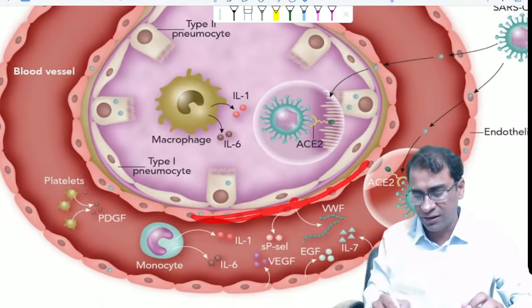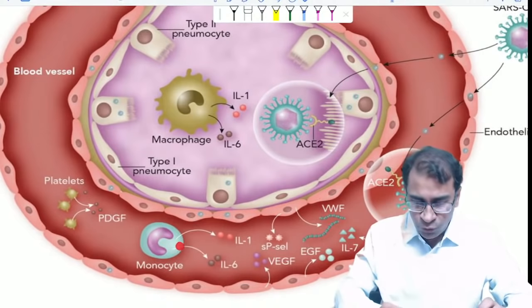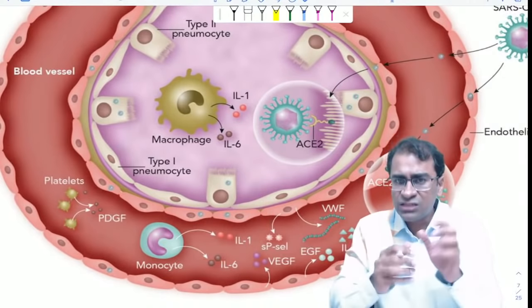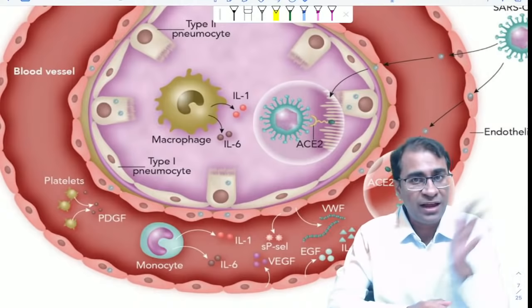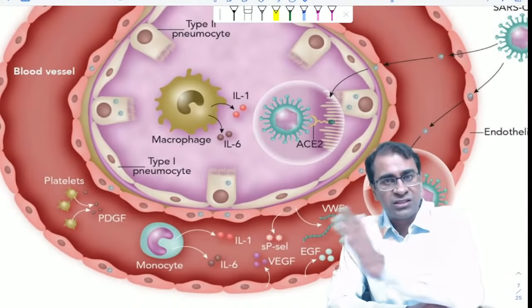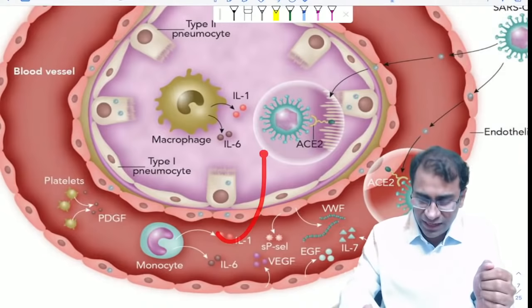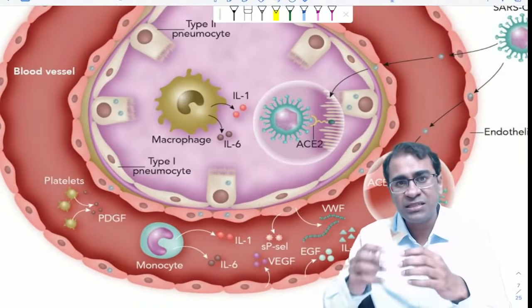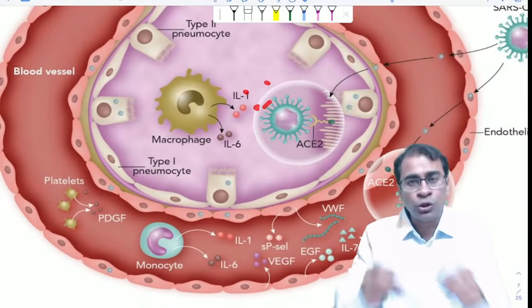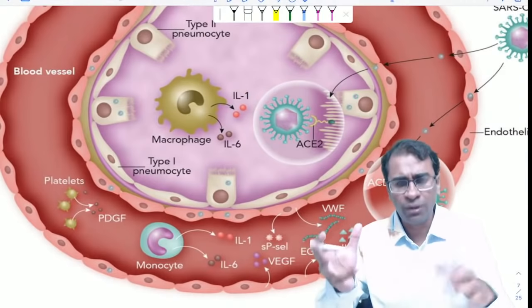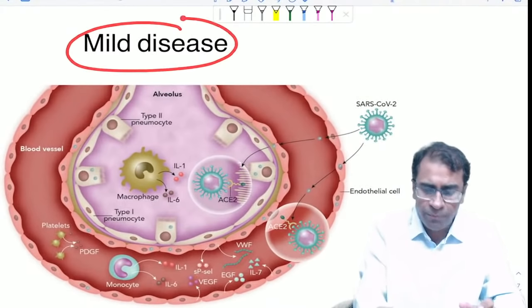These endothelial cells are actually damaged, and neutrophils are also coming back to the alveoli. Just what happens in a case of ARDS. Remember ARDS? Acute respiratory distress syndrome. So what happens is, when they are getting inside this area, neutrophils again release more and more cytokines. But this is a normal phenomenon which occurs in any mild disease.